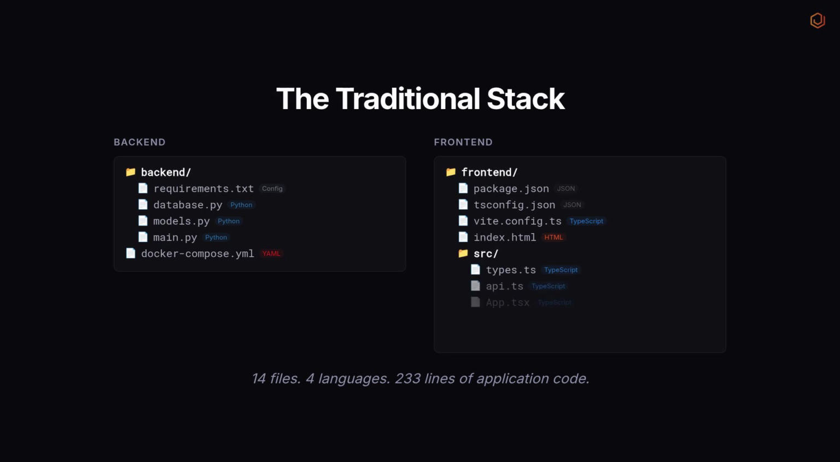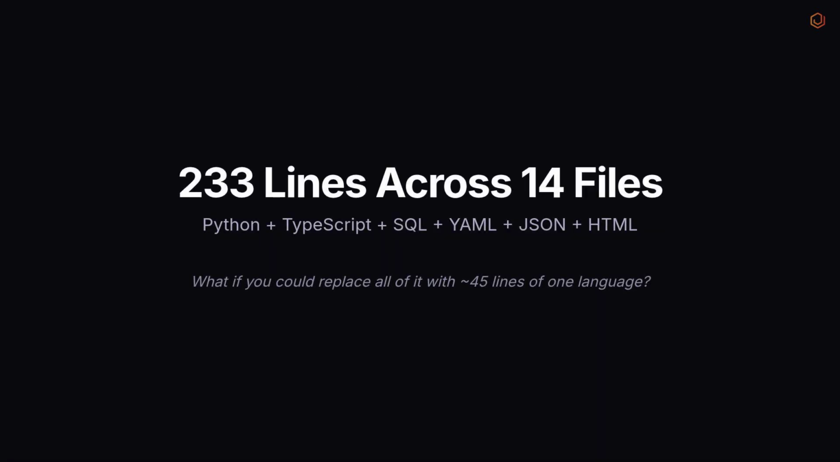Here's a typical project structure for this kind of app. You use a Python backend, you use a React front-end, a Docker config, of course: 14 files and 4 languages in total. That's about 233 lines of application code. Jac takes a different approach, however. It expresses the same app in about 45 lines of a single language.